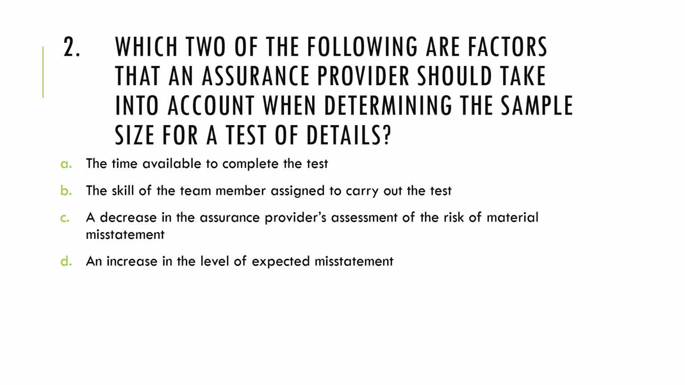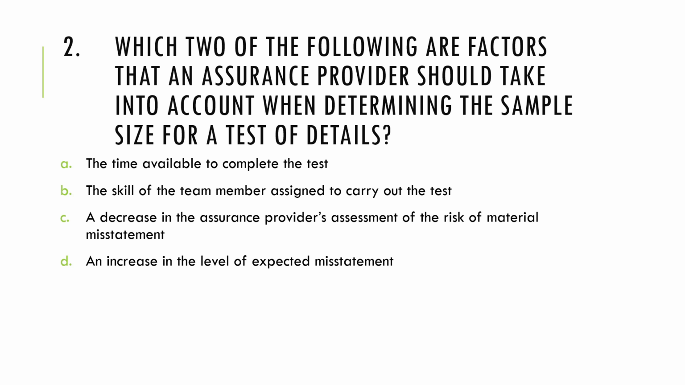Moving on to question number 2, which two of the following are factors that an assurance provider should take into account when determining the sample size for a test of details? So we're looking for two factors that will have a relationship to your sample size. Letter A says the time available to complete the test. Letter B, the skill of the team member assigned to carry out the test. Letter C, a decrease in the assurance provider's assessment of the risk of material misstatement. And letter D, an increase in the level of expected misstatement.